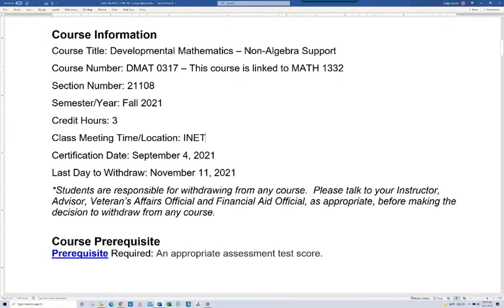All right, so I said this is a developmental level course. It's called DMAT 0317, and again, it's linked to Math 1332. This is our section number. So basically, this is two classes in one. Rather than taking them in two separate semesters, we allow you to take them at the same time. Our certification date. Notice we don't have a class meeting place or time because it's an internet course.